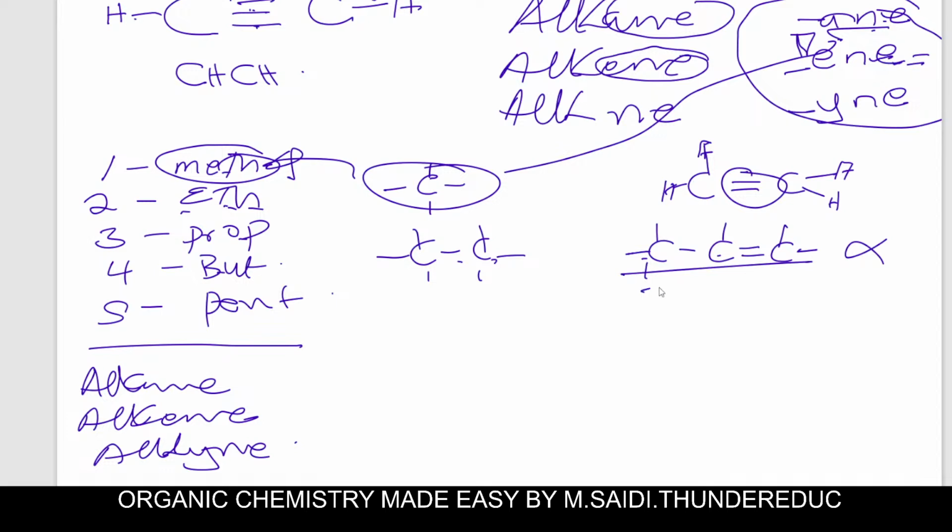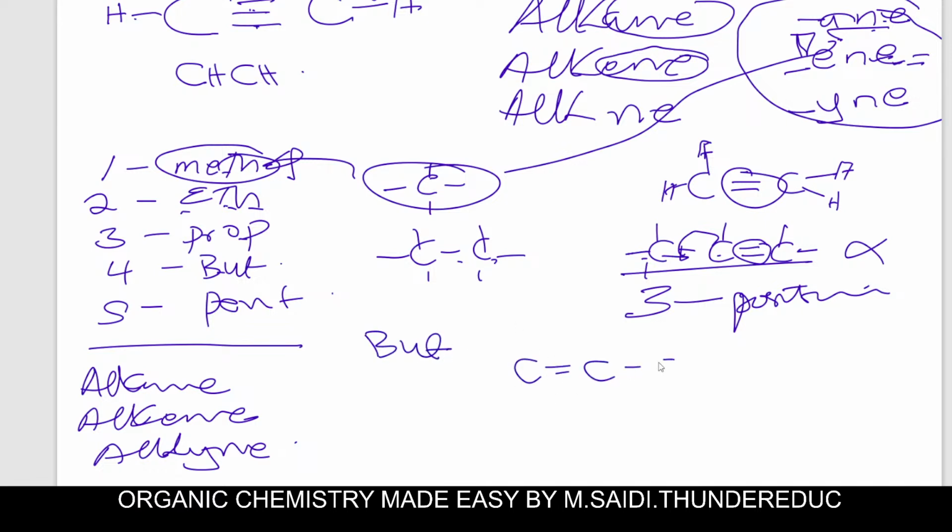After the third one, you need to show the position of the double bond. The first one is fine. The second one is fine. The third one is fine because even if I put it this side, it remains the same. But after the third one, the fourth one, but, you need to show. For example, this one is 4. But I can have this. Let me show you what I'm saying.